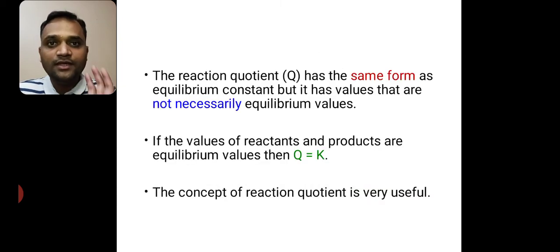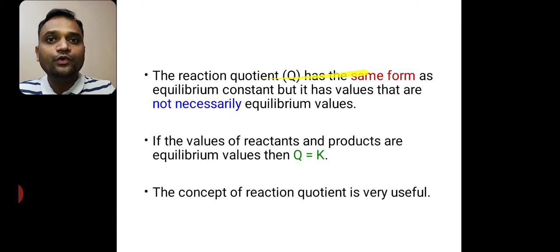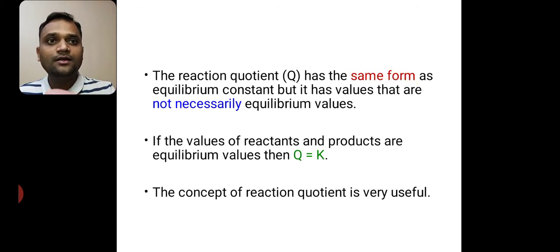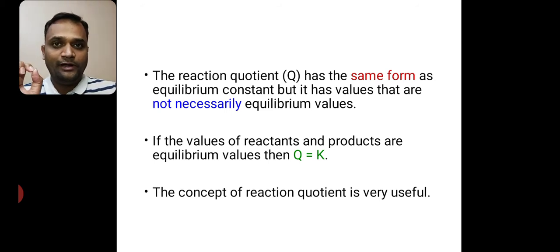So see here, important: the reaction quotient Q has the same form as the equilibrium constant, which we have denoted by K. What I have said is that the reaction quotient Q has the same form as the equilibrium constant, but its values are not necessarily equilibrium values. When we write the equilibrium constant, it has equilibrium values, but the values in Q are not necessarily equilibrium values. So this is the difference between Q and K.